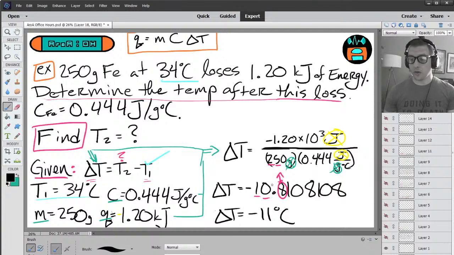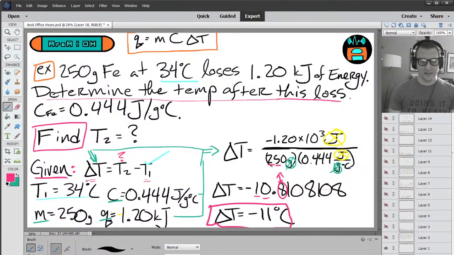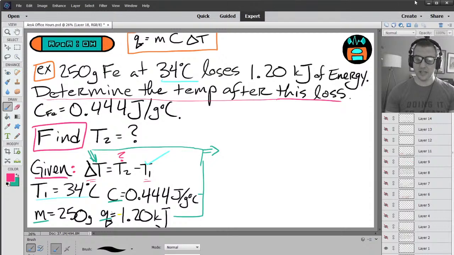Now, we've done a lot of work. It would be very, very easy at this moment in time to just box this and go, sweet, done. But we weren't asked to find delta T. We needed to know delta T so we could find T2. So we still have a little more algebra ahead of us.